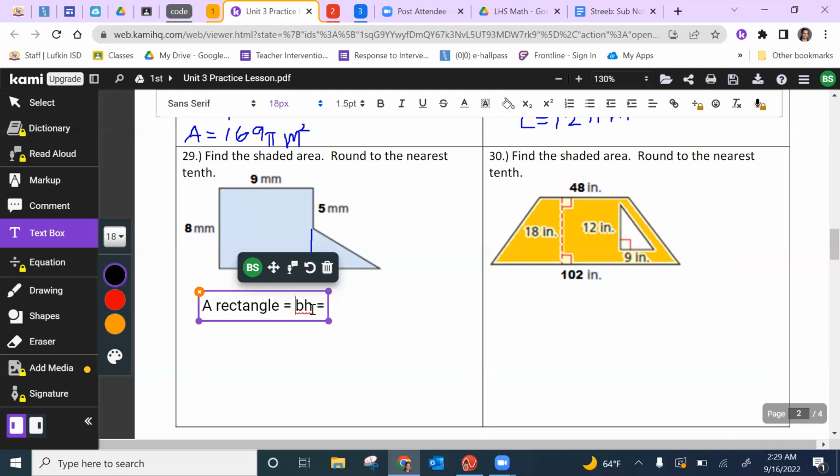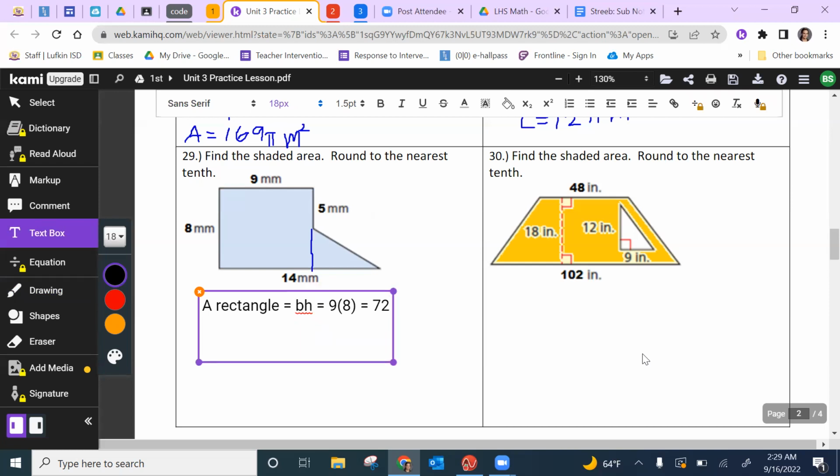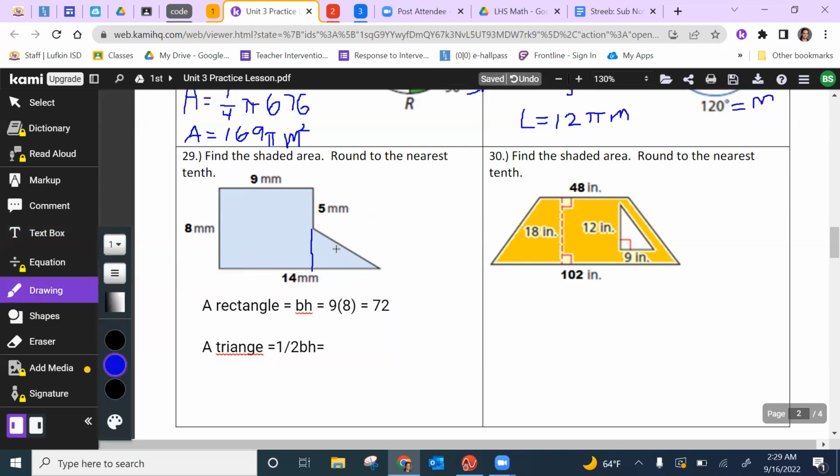So our base for our rectangle is 9 times our height, which is 8. 9 times 8 is 72. We need to find our area for our triangle. Formula for area of a triangle is 1/2 base times height. So that means we need to find the base and the height of our triangle.